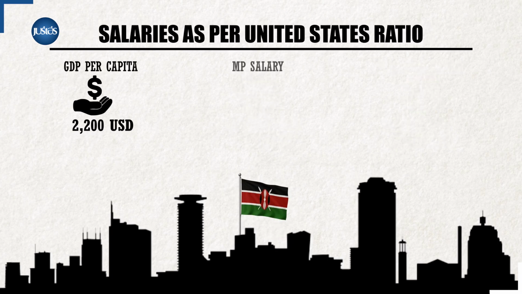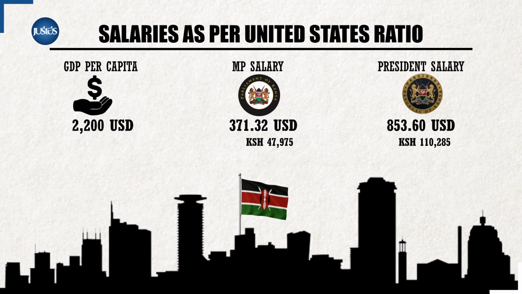Using the United States as another reference, the president's salary in Kenya would be about 853.6 USD, or 110,285 Kenyan shillings, while a member of parliament would earn 371.32 USD, around 47,975 Kenyan shillings, if the same ratio were applied.